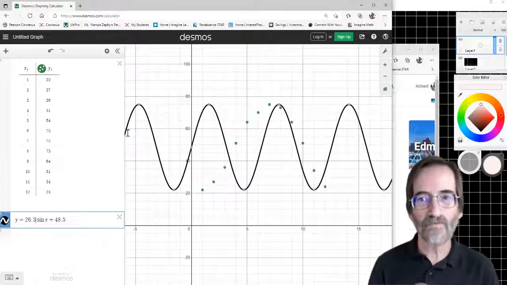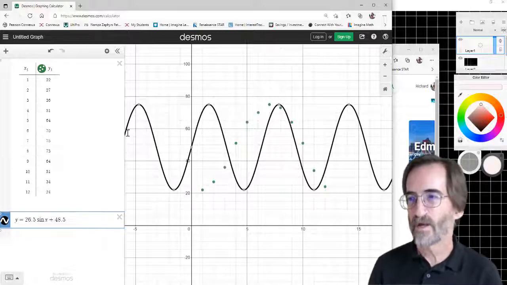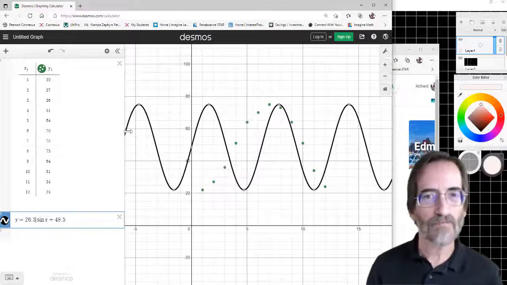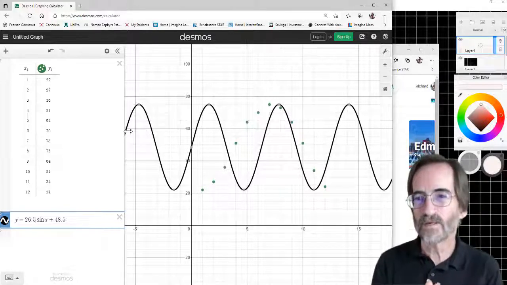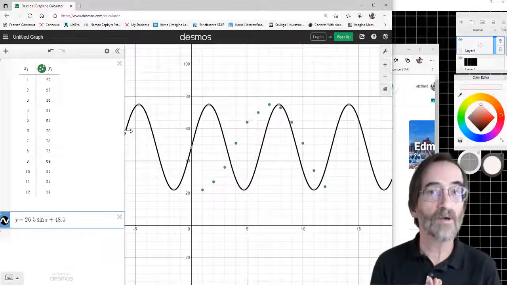Now I may still fiddle with these values, but that's kind of the idea. Okay. Now the period. The period I want the sine function to have a period of 12 months, right?